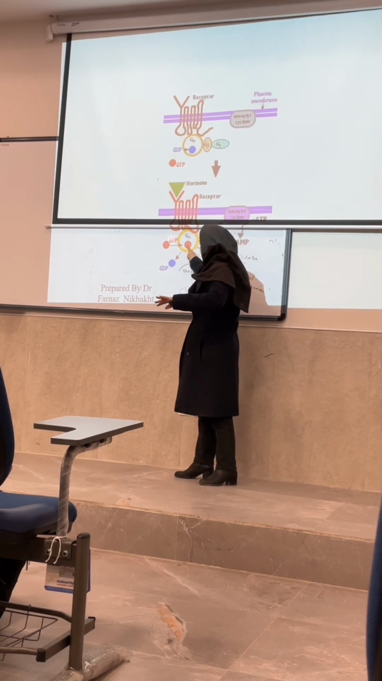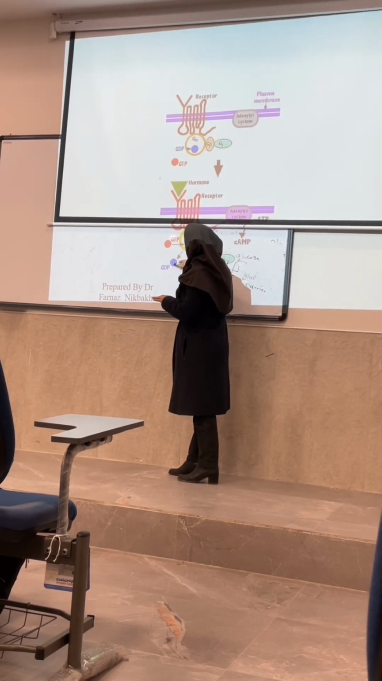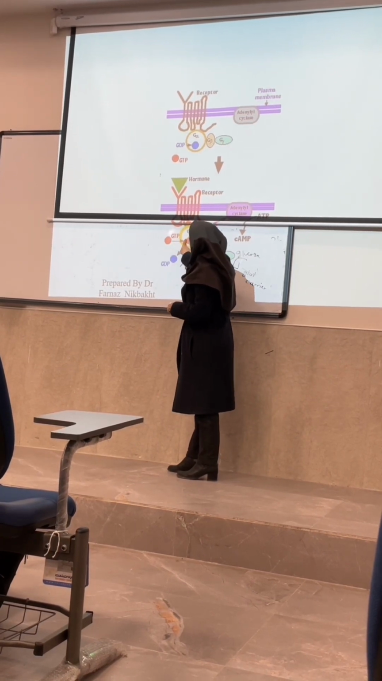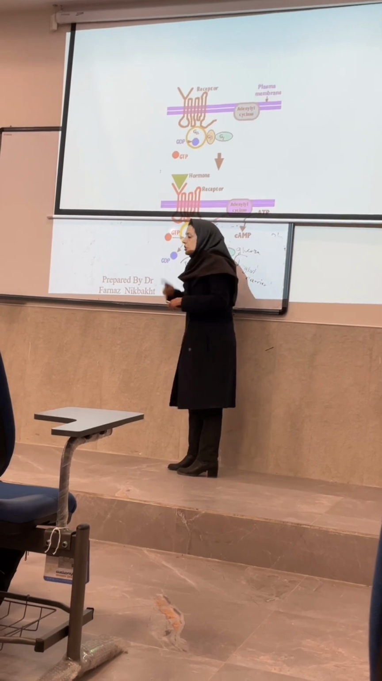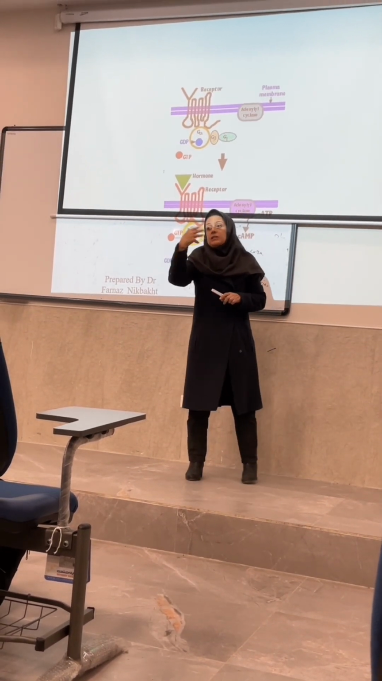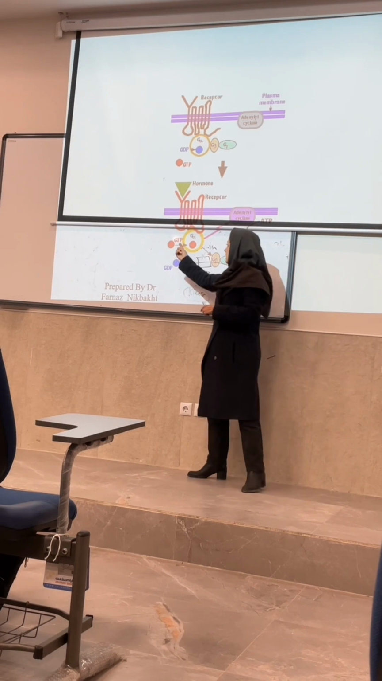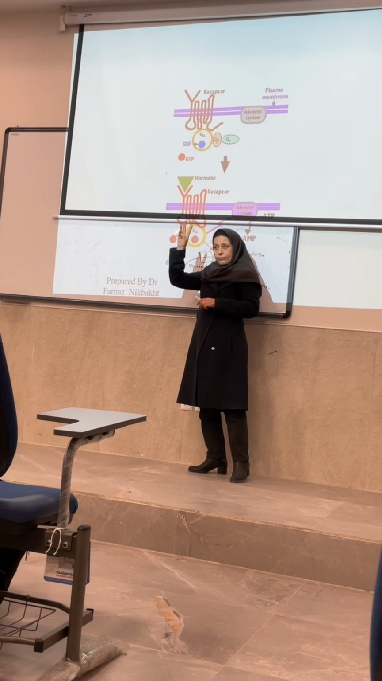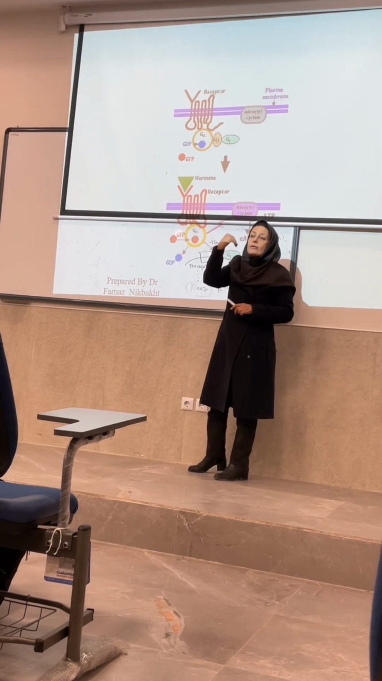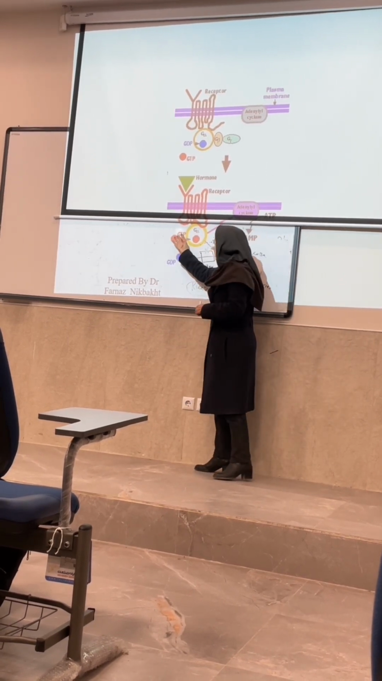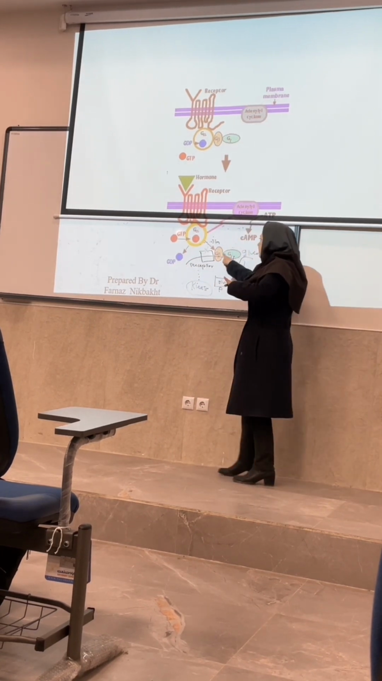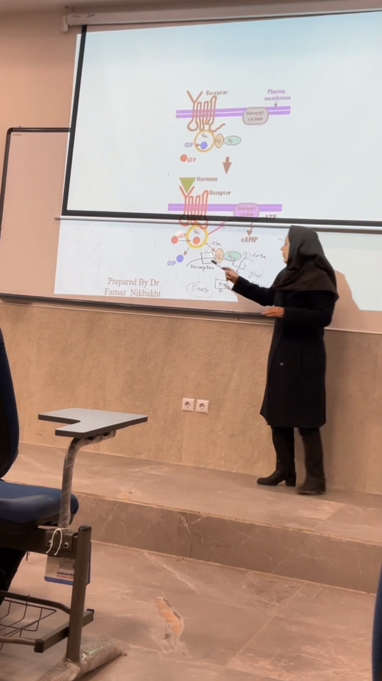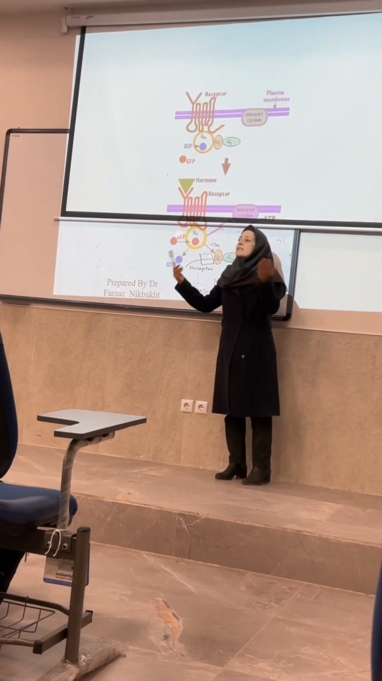Why? Because now alpha doesn't want the GDP, so it will release the GDP to the outside, and now it will attach the GTP to alpha. GTP is more energetic than GDP because it has one more phosphate: GDP has 2 phosphates, GTP has 3. Because of one extra energetic phosphate, this energy can separate alpha from beta and gamma.